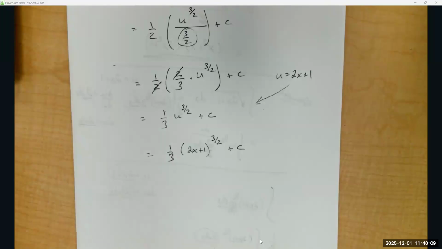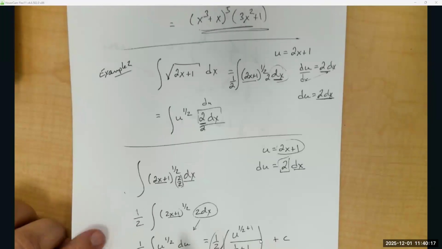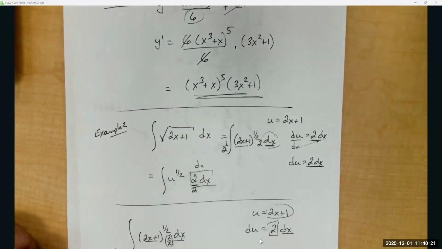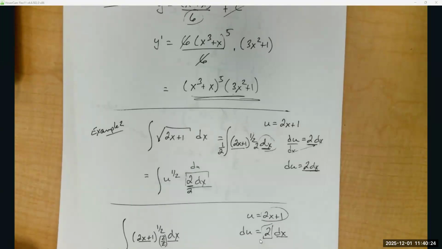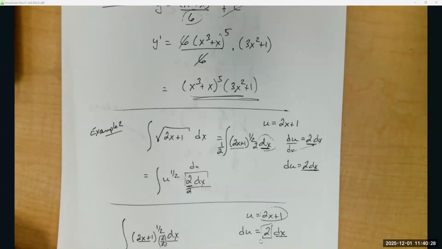When I was in school, that would not be an acceptable answer. Why? Because the original question was given to us with radicals. The common convention of mathematics is, if you're given radicals, your final answer has to be in radicals.